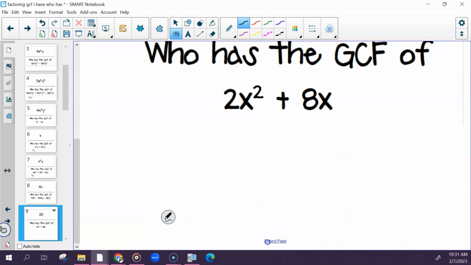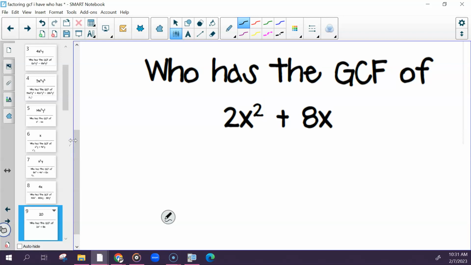So who has the GCF of 2x squared plus 8x? What would that GCF number be? 2. Do they have anything else in common? X. So whoever has 2x, that is you. Go for it.